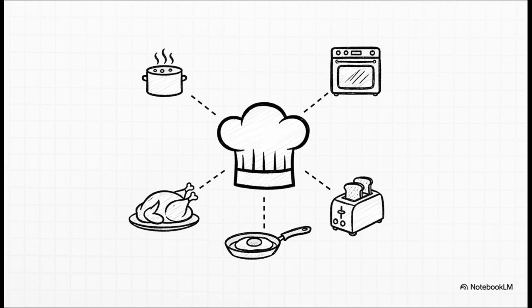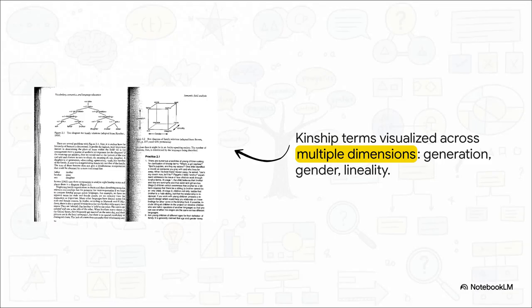Here's a really simple one: culinary terms. All of these activities here, boiling, baking, frying, they all belong to the same lexical field. They all carve out a specific piece of that larger semantic concept of cooking. But these fields can get way more complex. This model here tries to visualize kinship terms not just as a flat list, but as a three-dimensional space. It maps out relationships across different axes.